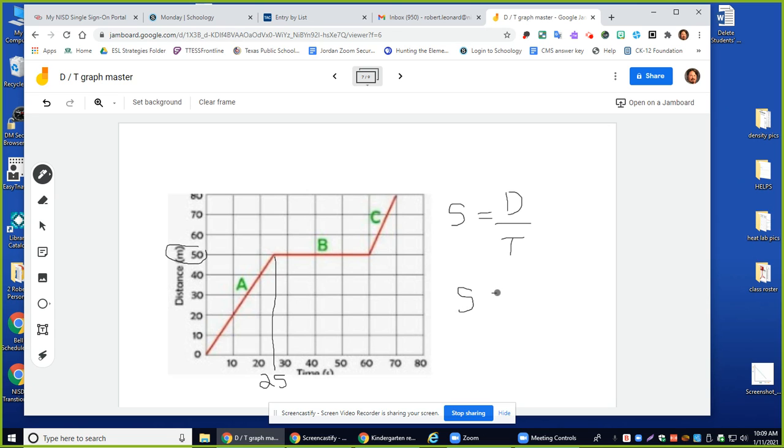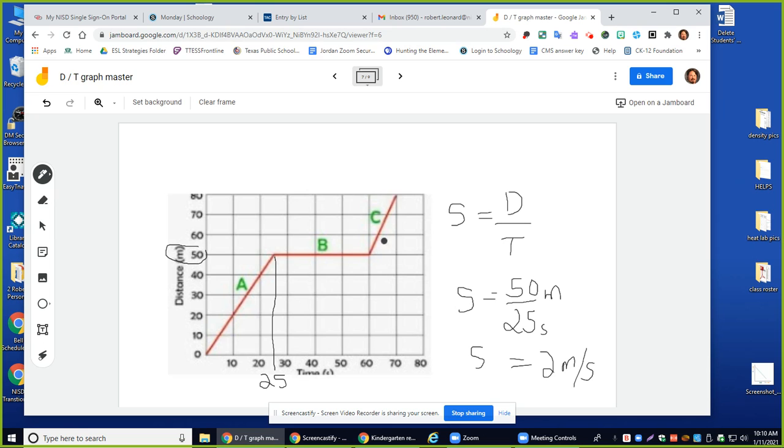Speed is equal to, what's my distance? 50 meters. What's my time? 25 seconds. What's 50 divided by 25? 2. 2 meters per second. That is what I want everybody to do.